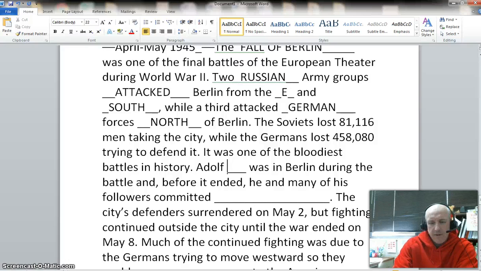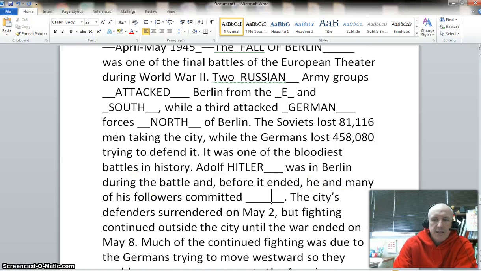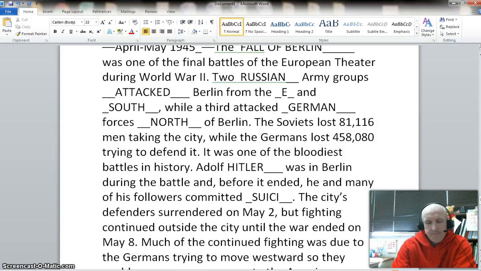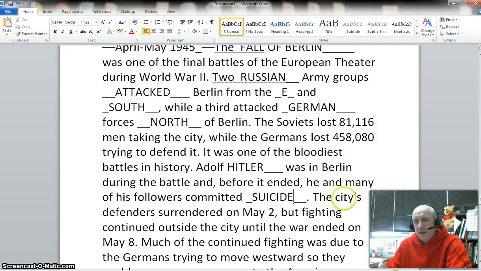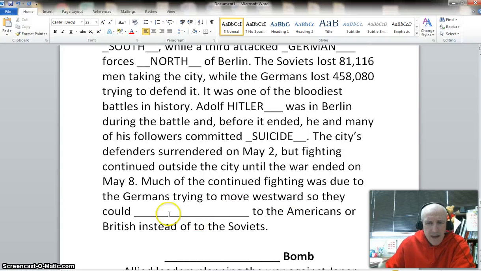Adolf, what's his name? Hitler was in Berlin during the battle, and before it ended, he and many of his followers committed suicide. He actually shot or poisoned his dog, and shot his wife, and then himself. The city's defenders surrendered on May 2nd, but fighting continued outside the city until the war ended on May 8th.